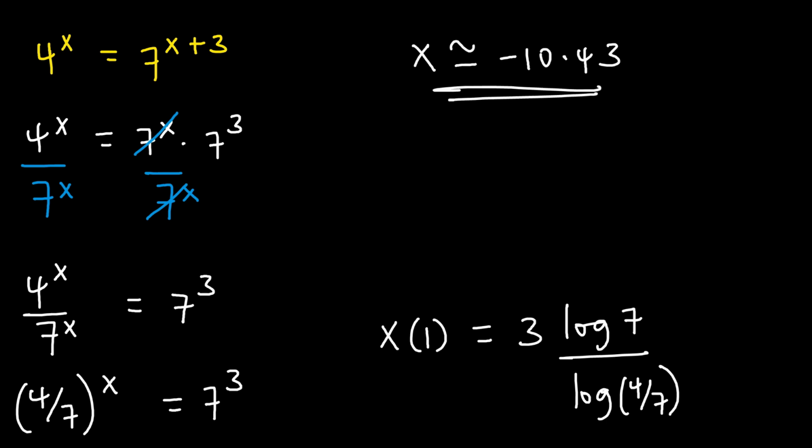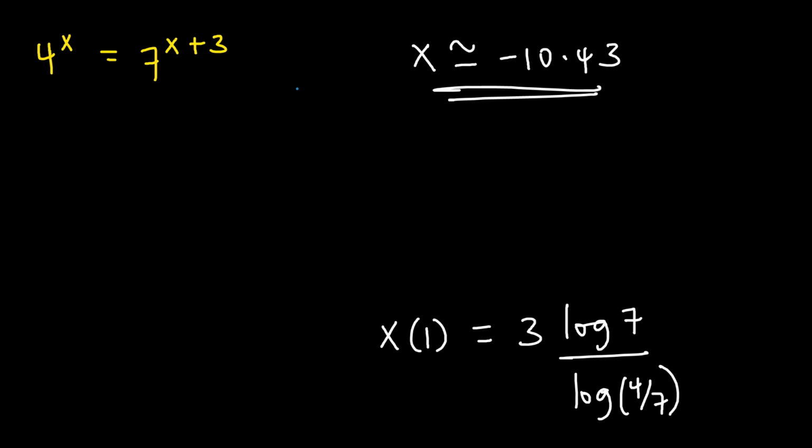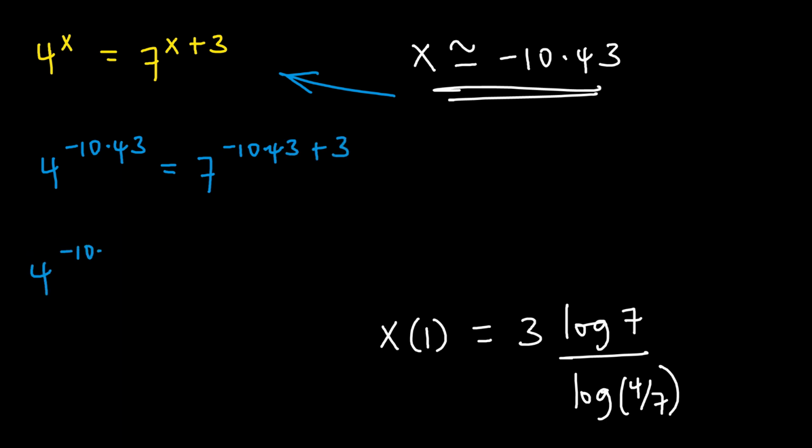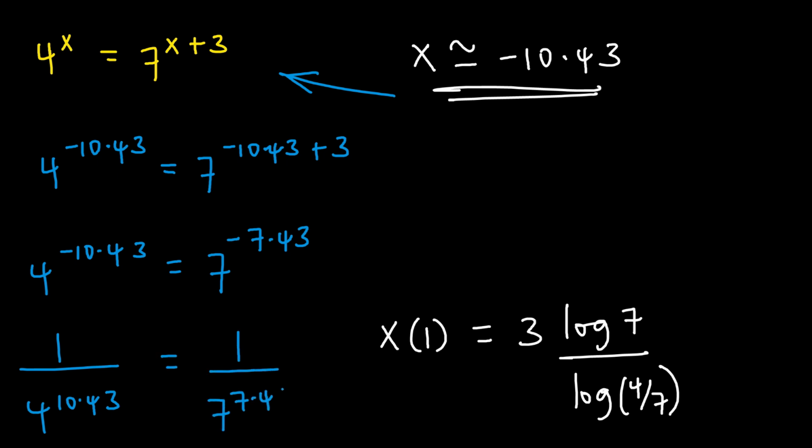Now let's check and see if this answer is correct. If we put in negative 10.43 into this equation, we shall have 4 to the power of negative 10.43 equaling 7 to the power of negative 10.43 plus 3. And this will give us 4 to the power of negative 10.43 equaling 7 to the power of negative 7.43. And from the rules of exponents, we can take this to the bottom and the negative exponents will become positive. So we shall have 1 divided by 4 to the power of 10.43 equaling 1 divided by 7 to the power of 7.43.